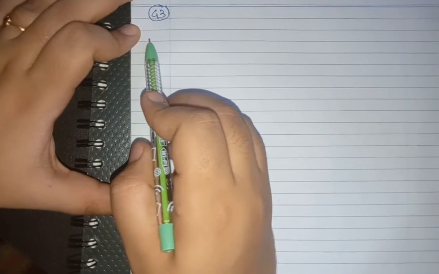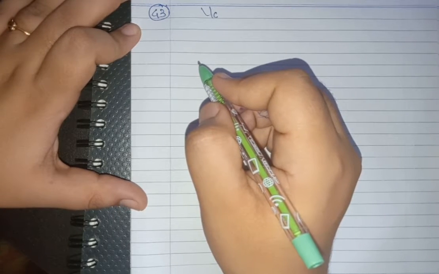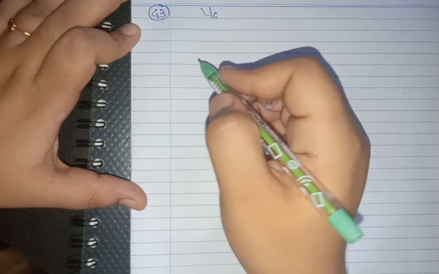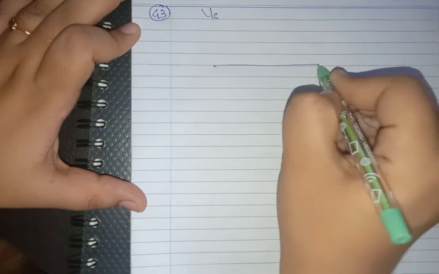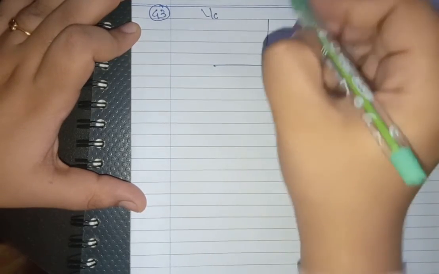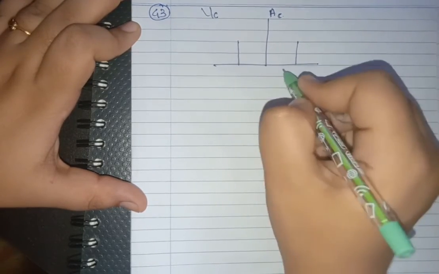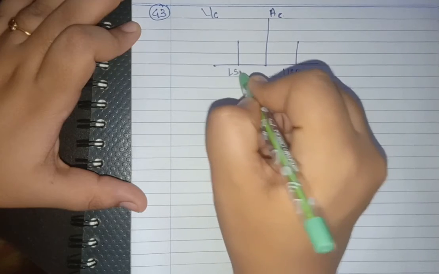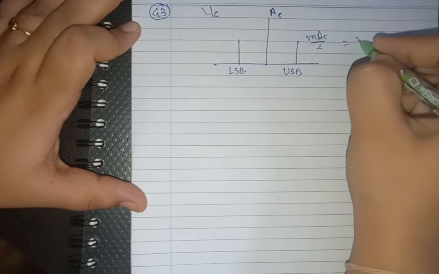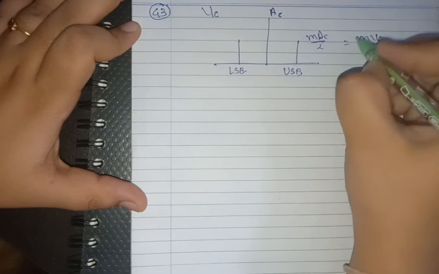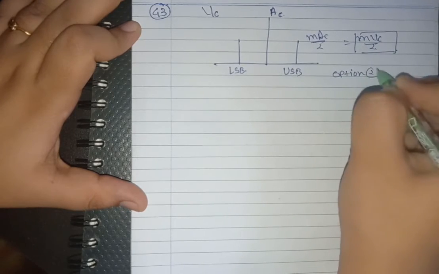In question number 43, Vc is the amplitude of carrier wave in AM transmitter. M is the modulation factor. We want to find the amplitude of sidebands. Here, the amplitude of maximum frequency is AC and amplitude of USB and LSB are MAC by 2. So in this case, it will be MVC by 2. So option 2 is correct option.